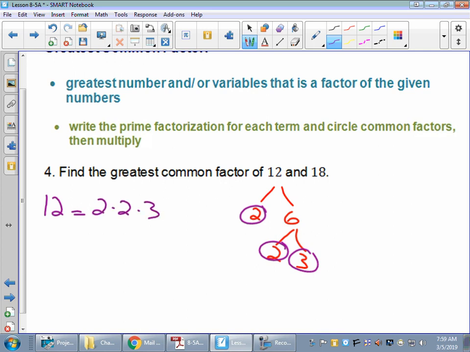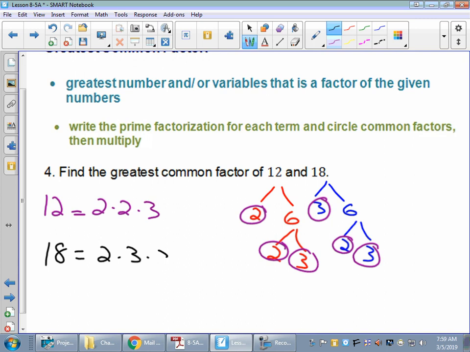Okay, and then 18, if I go with 18, I'm going to go, say, 3 times 6. Again, there's multiple ways to do this, but any way you do it, it's going to be factored down to prime. And we talked about 3 being prime, and then we've got 2 times 3 here, and those are both prime. So for 18, it was really 2 times 3 times 3.